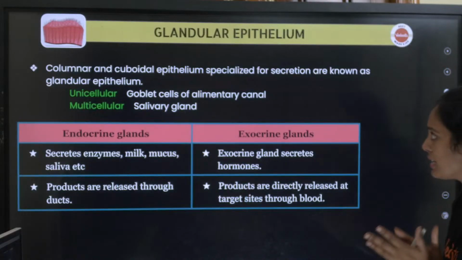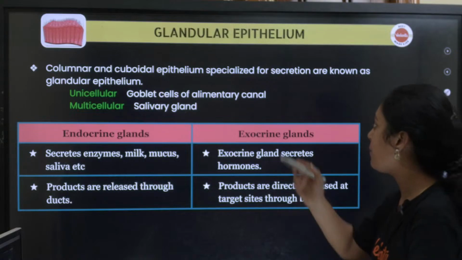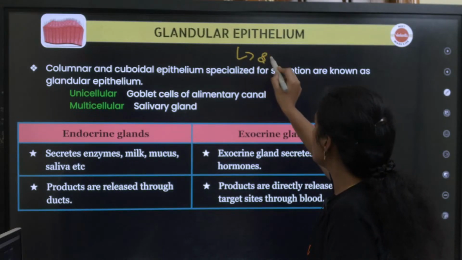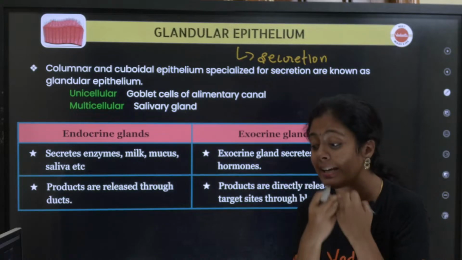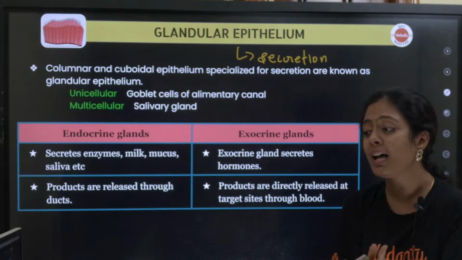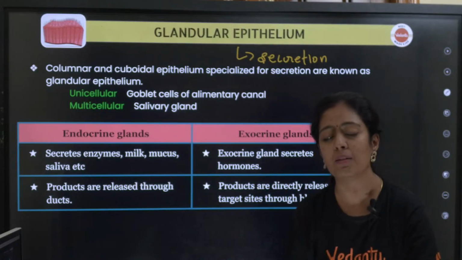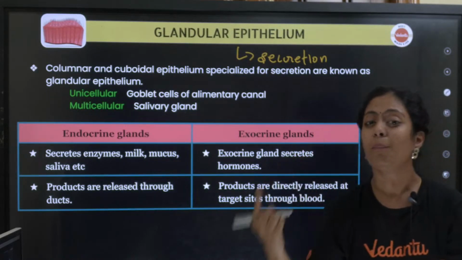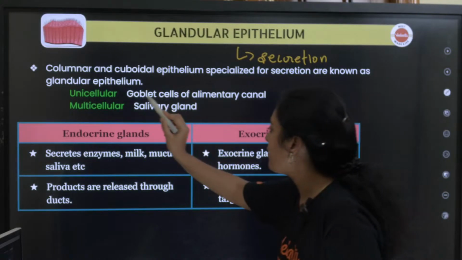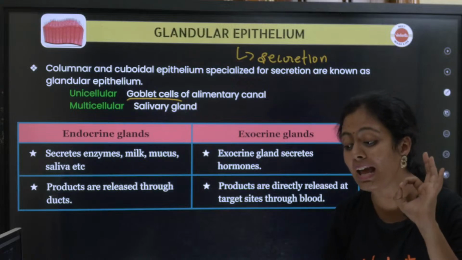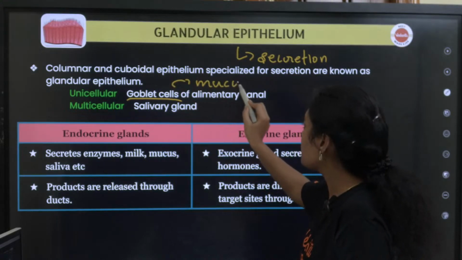Okay, yes. Now let's talk about glandular epithelium. Glandular epithelium is the epithelium which is modified for secretion. They are capable of secreting certain substances. That is what we call glandular epithelium. This glandular epithelium can be unicellular or multicellular. Unicellular glandular epithelium, for example, is the goblet cells of your alimentary canal. So what does this goblet cell produce, guys? It is going to produce mucus.